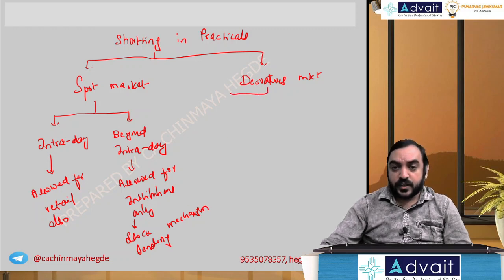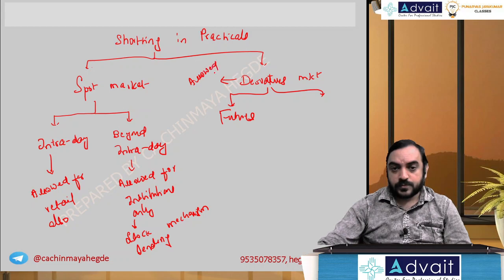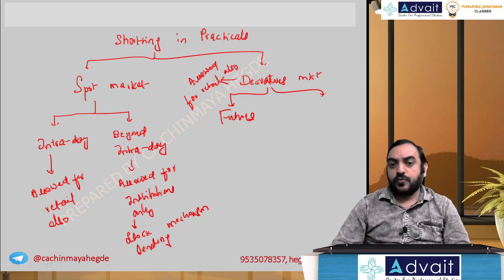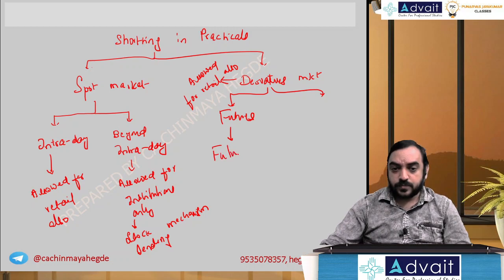Whereas in derivative markets, you have futures. This is allowed for retail also. In derivative market, even retail people can short. In future market, yes, you can do future sell.